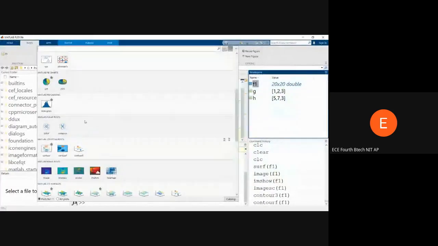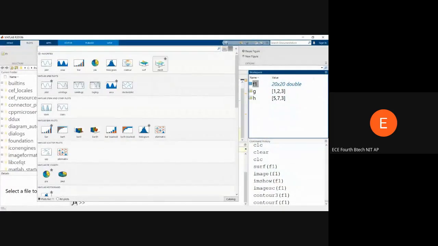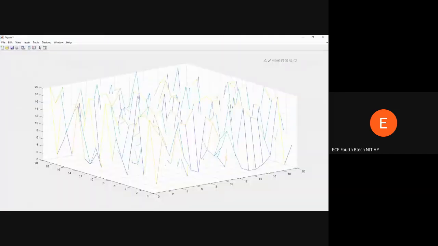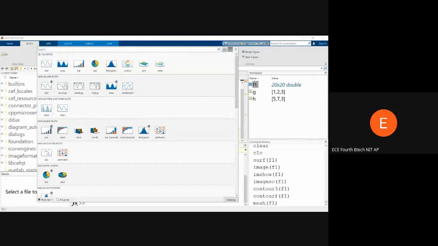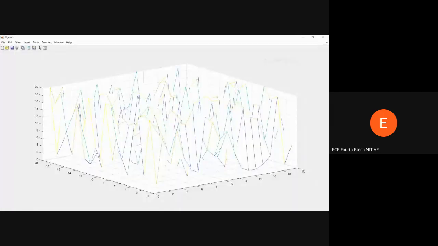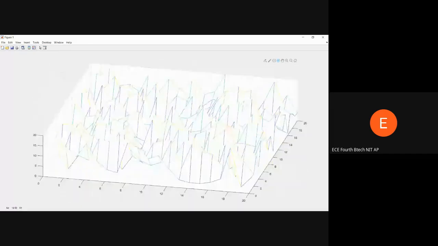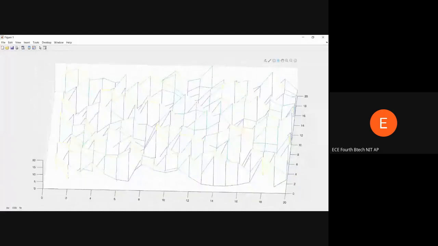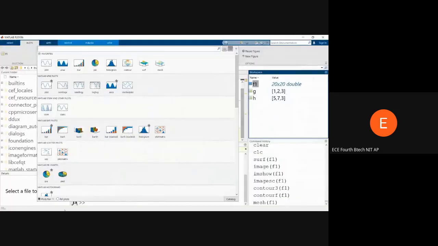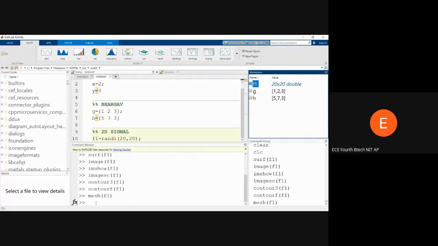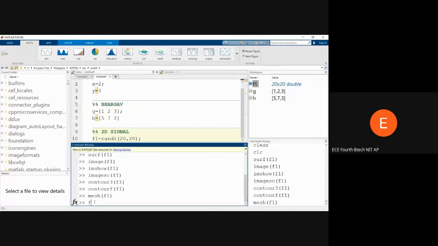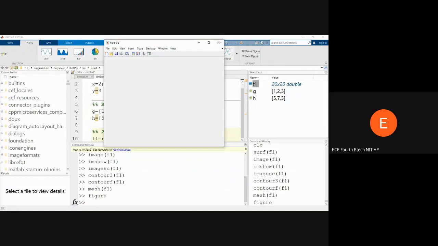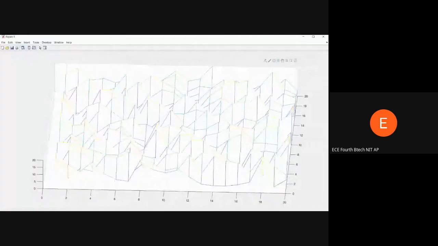I think I should show the mesh. Let me show it. Yeah, this is mesh. You may ask me the question: every time when I'm plotting a figure, the previous figure I am closing. So without closing also you are able to do it. For that, you should run the command figure. When I write figure over here, it will open a new figure window, and this is a new figure. You see the name figure 2 is given here, whereas earlier it was figure 1.